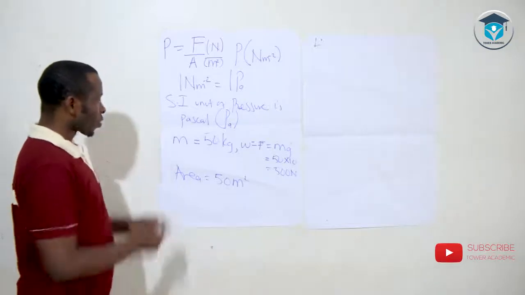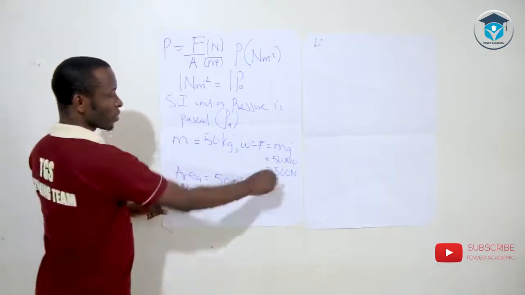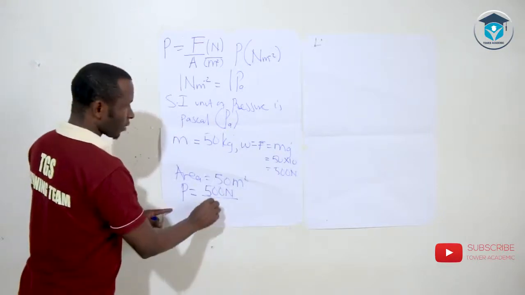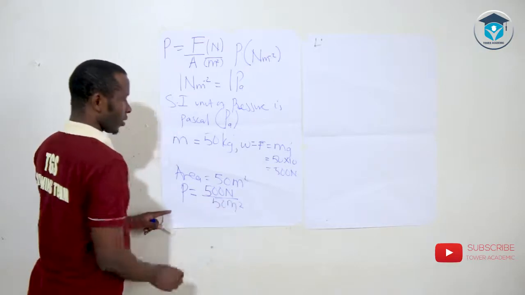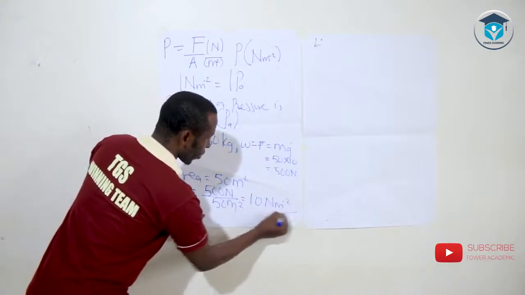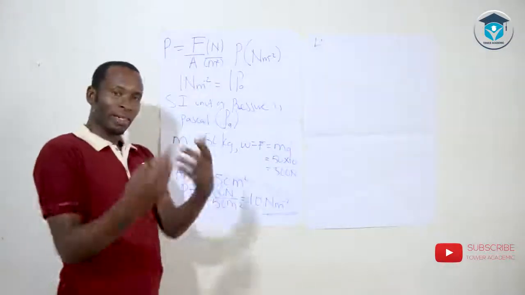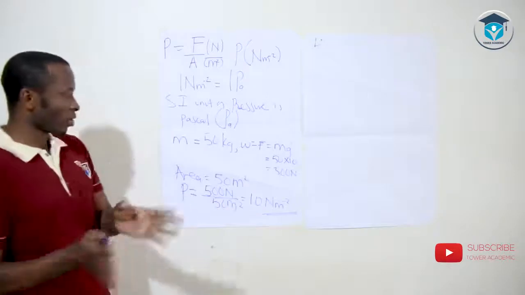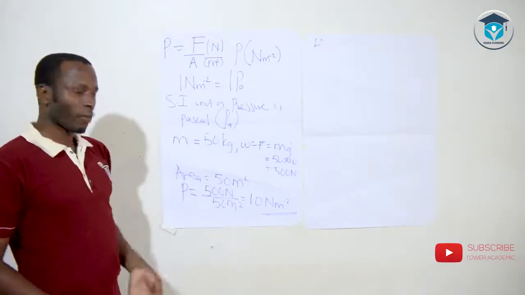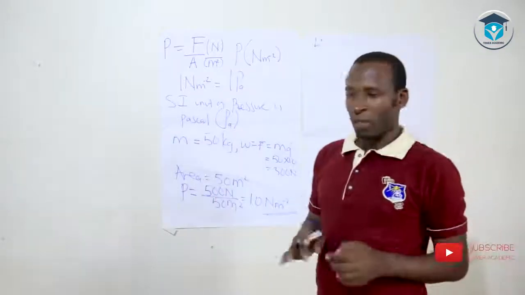Any area you have. From our definition, pressure is equal to force over area. So our pressure will be equal to, what is our force? 500 newtons. What is our area? Area is 50 meters squared. We shall cancel this and we shall have 10 newtons per meter squared. As simple as that. Whatever area you give, whether 25 or 30, you put it down here. But for this case, I will assume that my weight is 500 newtons and my area is 50 meters squared.